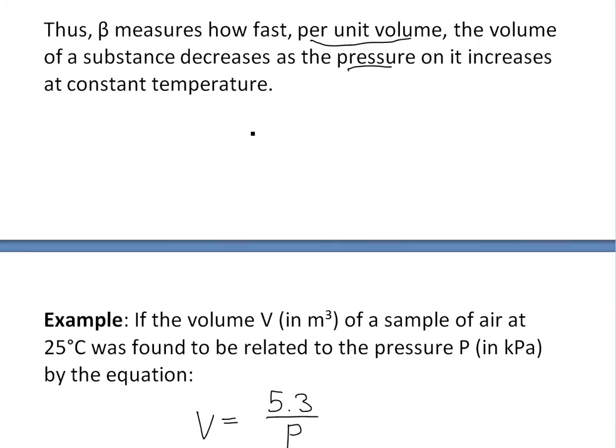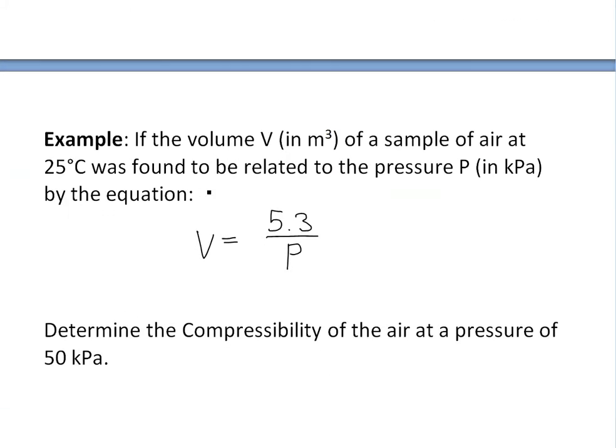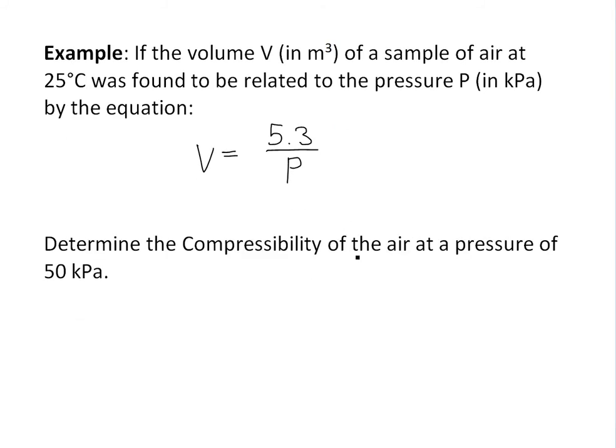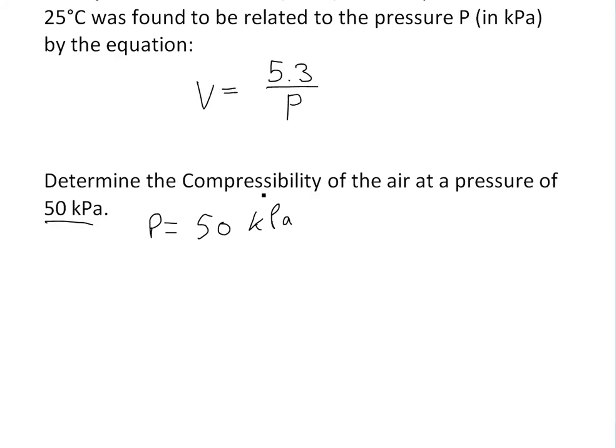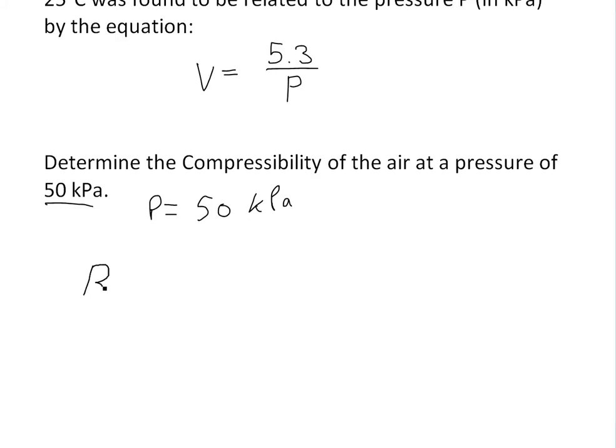Now, to help illustrate compressibility, I'm going to go over an example. The volume V, in cubic meters, of a sample of air at 25 degrees Celsius was found to be related to the pressure P, in kilopascals, by the equation V equals 5.3 divided by P. Determine the compressibility of the air at a pressure of 50 kPa, so P equals 50. We know the equation for compressibility is beta equals -1 over V times dV over dP.